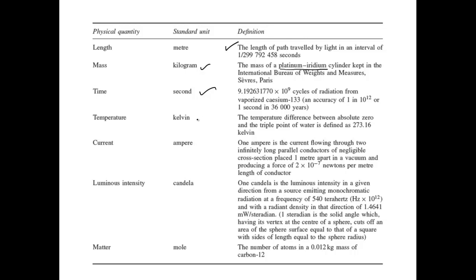For temperature we use Kelvin. The definitions are here. For current we use, obviously, the ampere. So these are all things that we already know. For luminous intensity we have the candela, and for matter we have the mole, which is defined as the number of atoms in a 0.012 kilogram mass of carbon-12.